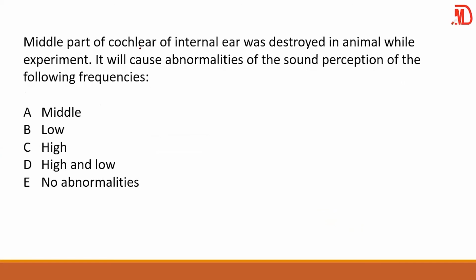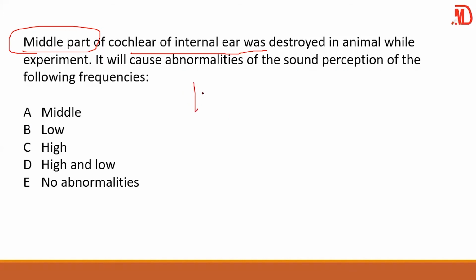The middle part of the cochlea of the internal ear was destroyed in an animal. It causes abnormalities of the sound perception of the following frequencies. Now take note of this, because this question likes coming a lot. First of all, you must know that the organ of Corti is the receptor organ for hearing, and it is located in the cochlea.